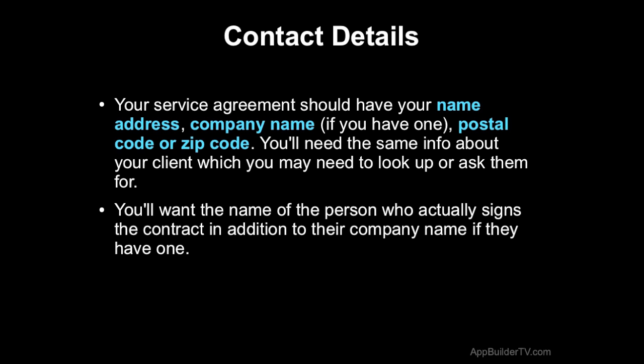Contact details. Your service agreement should have your name, address, company name if you have one, postal code or zip code. You'll need the same info about your client, which you may need to look up or ask them for. You'll want the name of the person who actually signs the contract, in addition to their company name if they have one.